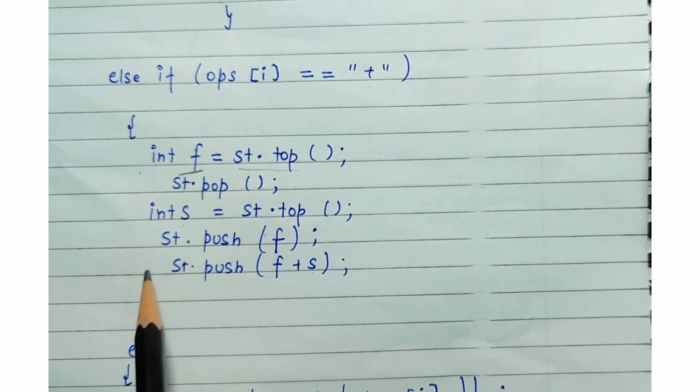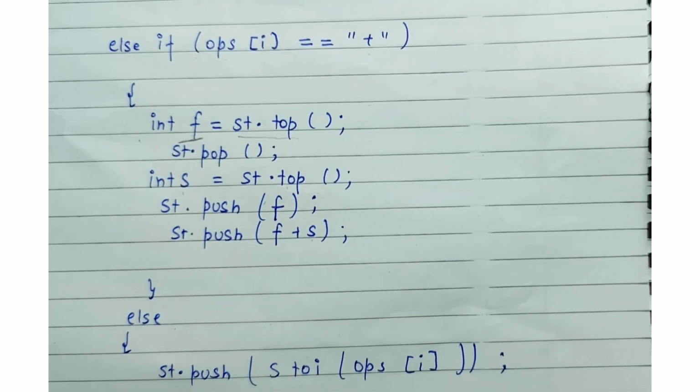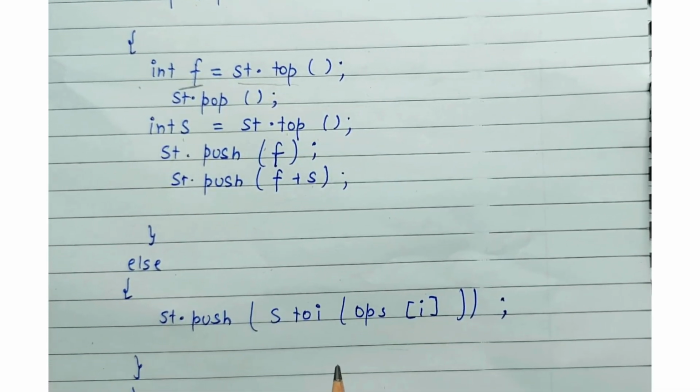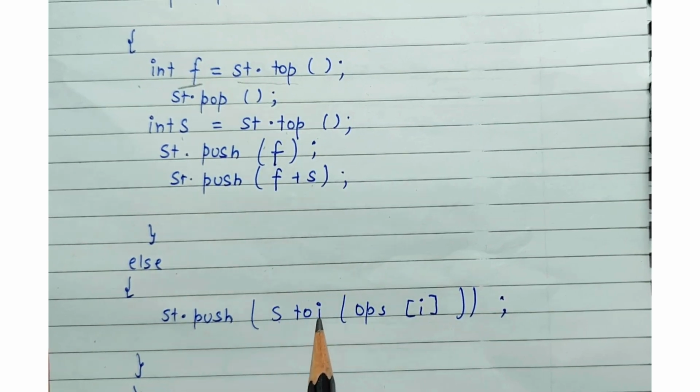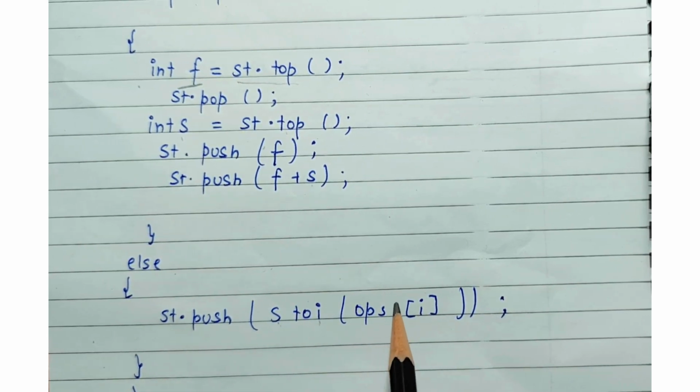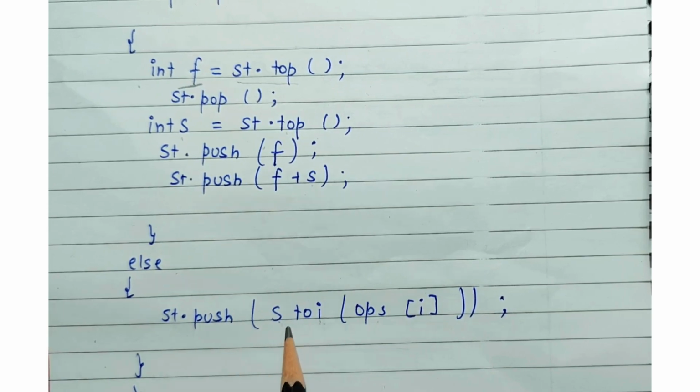Okay, and the fourth rule is, if an integer will come, then what I do, first I convert that string into an integer using this function s2i. Because we have given this operation in the form of string, so we have to convert that string into the integer. After this we have to push that value into the stack.